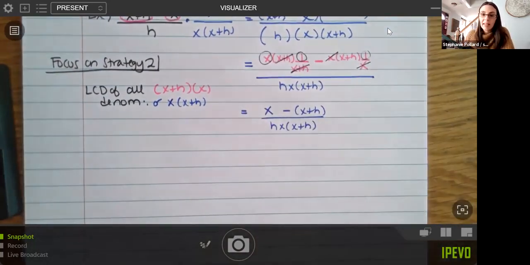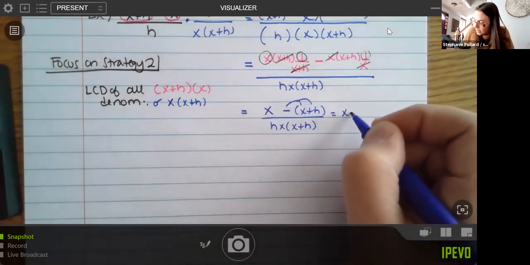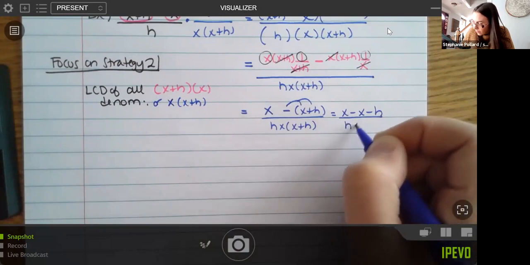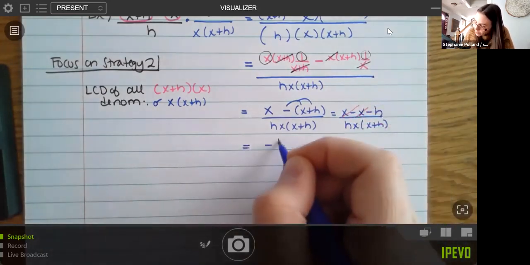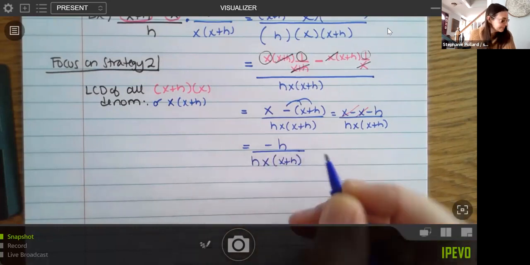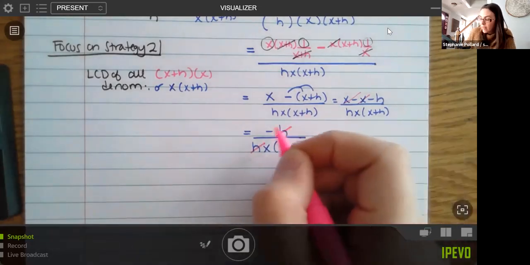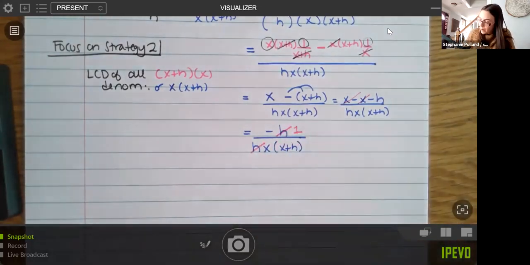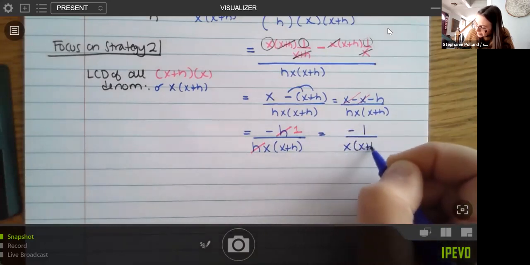Now be careful, you cannot cancel anything yet. You do have to finish distributing and cleaning this up. So x minus x minus h. What ends up happening is your two x's end up canceling here, and you're left with just negative h over h times x plus h. So I can cancel the h's here. If you have nothing left, there is a factor of 1. So my final answer is going to be negative 1 over x times x plus h.